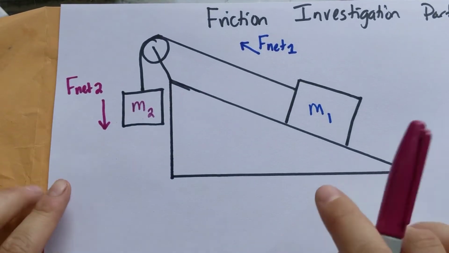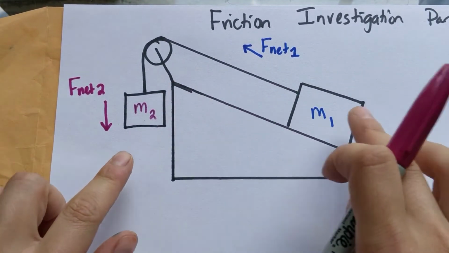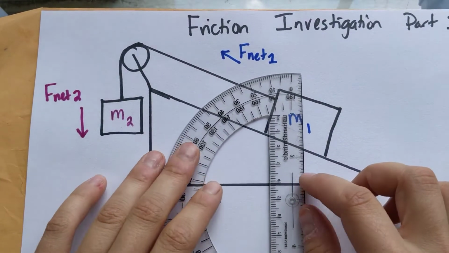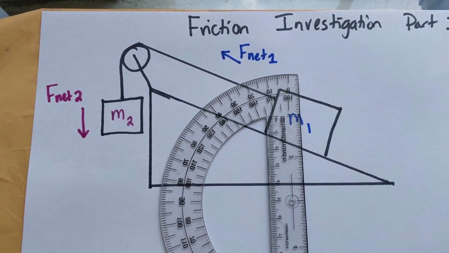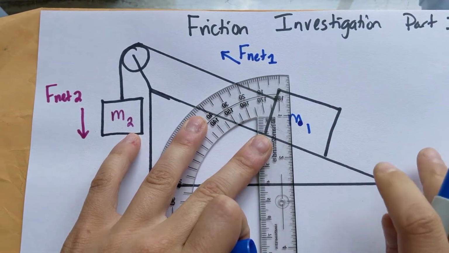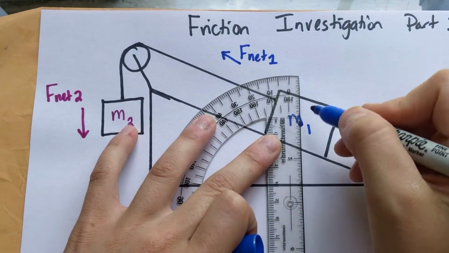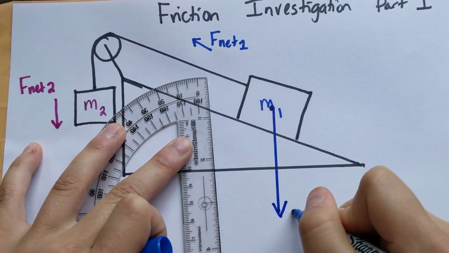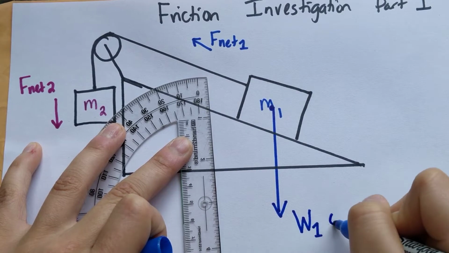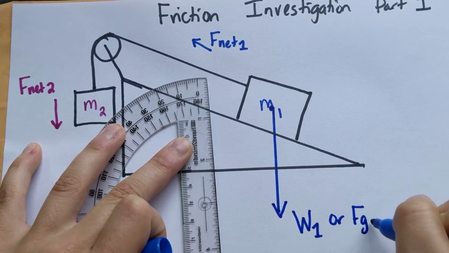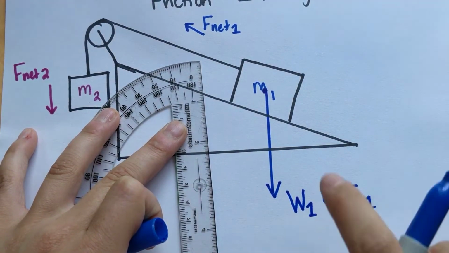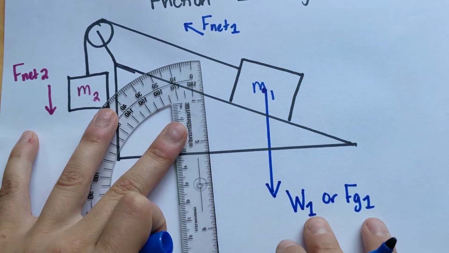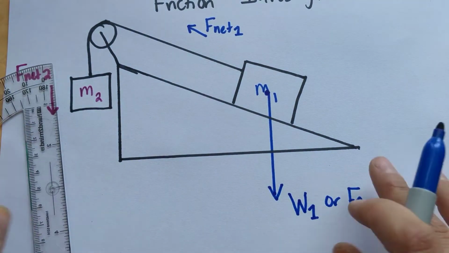Alright, so now we need to label the forces that cause this system to accelerate like this, and we start with the big one, which is gravity. Gravity goes from the center of the object, which I'll denote with a little dot, straight down to the center of the earth. And I'll label this W sub 1. Alternatively, you could label it FG sub 1. IBO does not care what you label your force vectors as long as it's easy to understand and accurate.